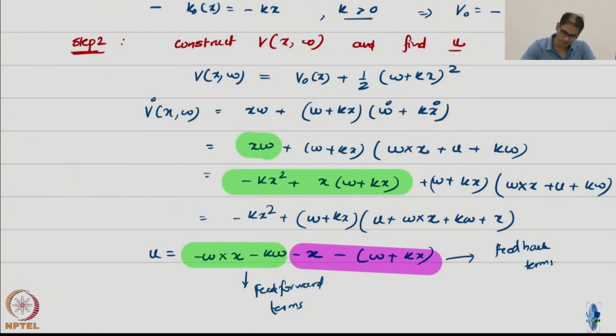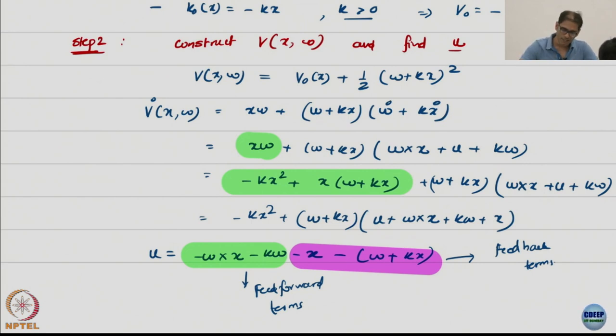The feedback terms, like this term and this term, are actually the stabilizing terms, because this term is coming from here, and this term is coming from here. These are actually the stabilizing terms, both of these, not just one. So these are the feedback terms. They're the terms that are used to stabilize the system.